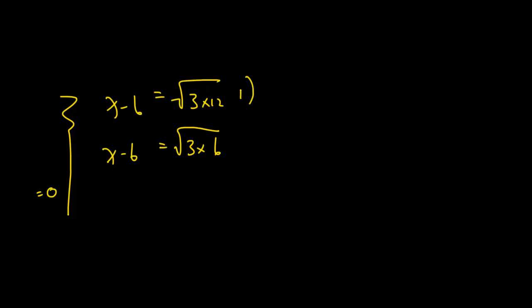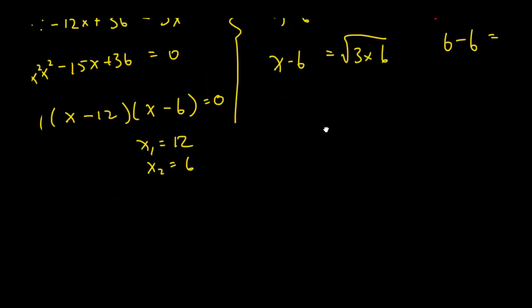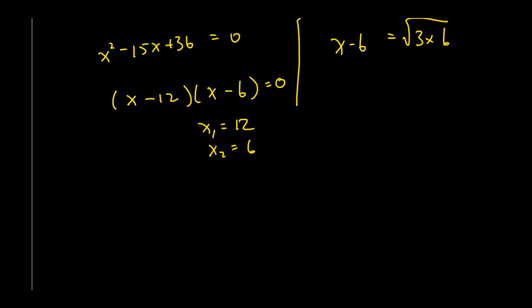So for the first one, that will be x minus 6 is equal to the square root of 36. So the square root of 36 becomes 6, and 12 minus 6 becomes 6 as well. So this is a correct answer. Now look at the other one. 6 minus 6 is equal to the square root of 18. Obviously this is the incorrect answer. So when we arrive at this point, we have to verify our solution. In this case, therefore, x1 is equal to 12 and acceptable.